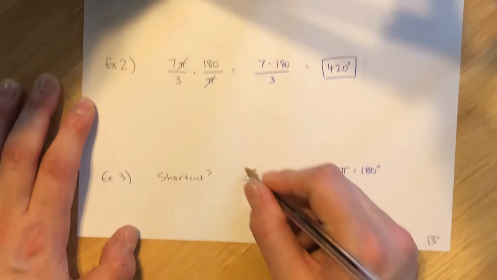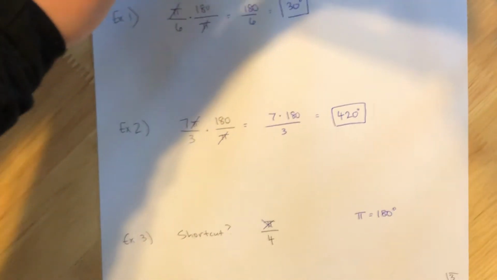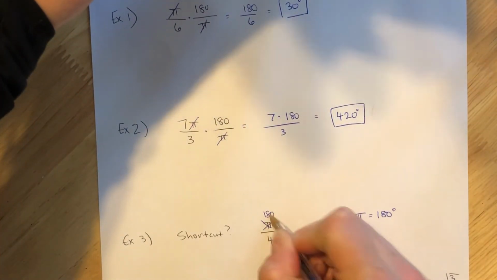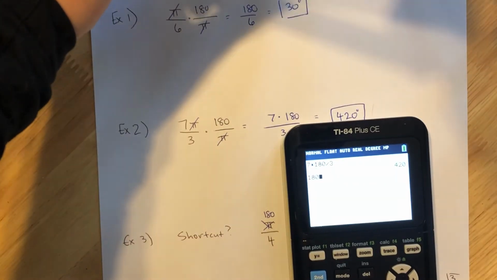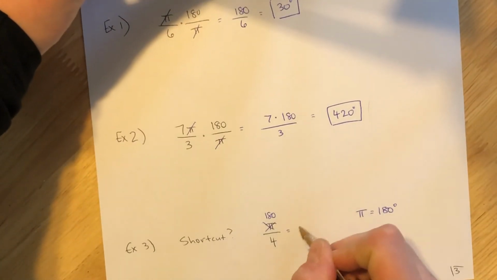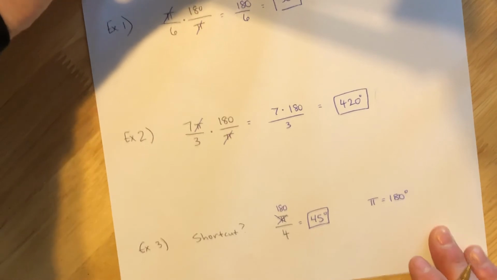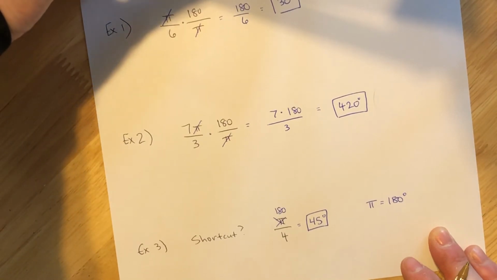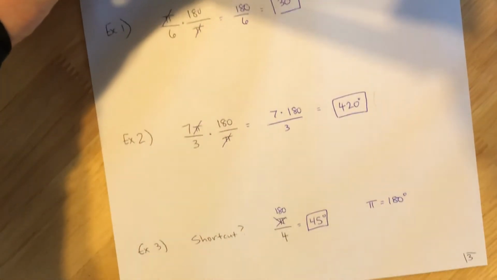So let's just take the pi out and put 180 in its place. Now we can take 180 divided by 4, and that's 45 degrees. So pi over 4 is equivalent to 45 degrees. That's the shortcut: substitute. Take pi out, put 180 in its place.